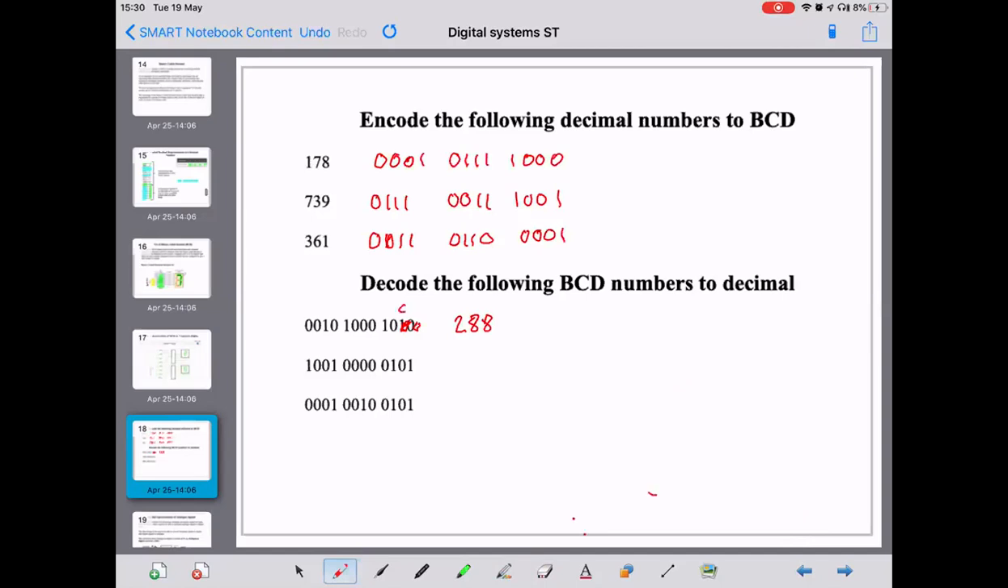1, no wait, 9 0 5. 905. Yeah. And the last one is 1 2, 4 and 1 is 5. 1 2 5. 1 2 5. All right.